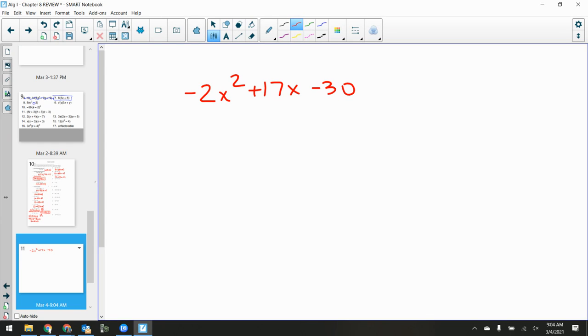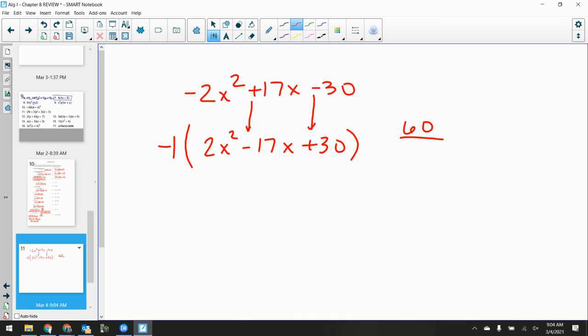He did this correctly. You factor out the -1, which gets me 2x squared minus 17x plus 30. Notice how each of the signs change when I factor out the -1. And now I factor by rewrite. 2 times 30 is 60. Factors of 60 that I had to get to -17. What would they be?